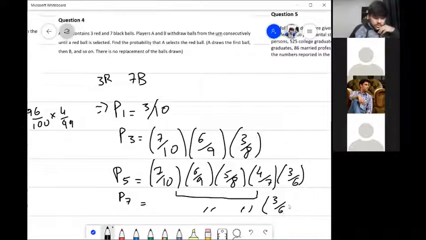3/6. Wait, yes, player 7's will also be 3/6, and that is 2/5. And then this one will be, because the red ball will come, so that will be 3/4.